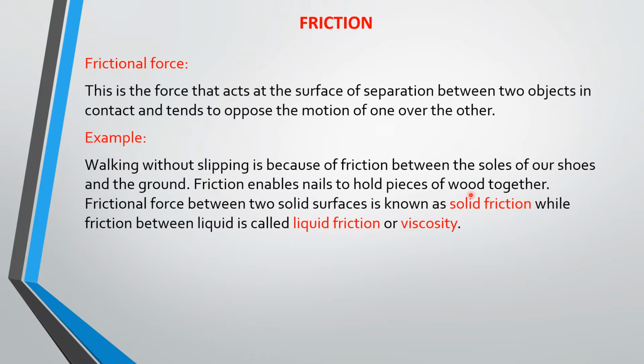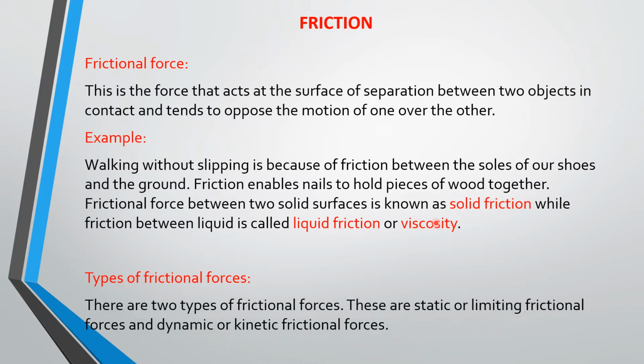So we have two types of frictional forces. The frictional force between two solid surfaces is known as solid friction, while that between liquid surfaces is known as liquid friction, or viscosity. This we have discussed before in our previous lecture. We are just trying to repeat it for you to get a better understanding. So we have two types of frictional forces: solid friction, also called static or limiting friction, and then dynamic or kinetic friction.